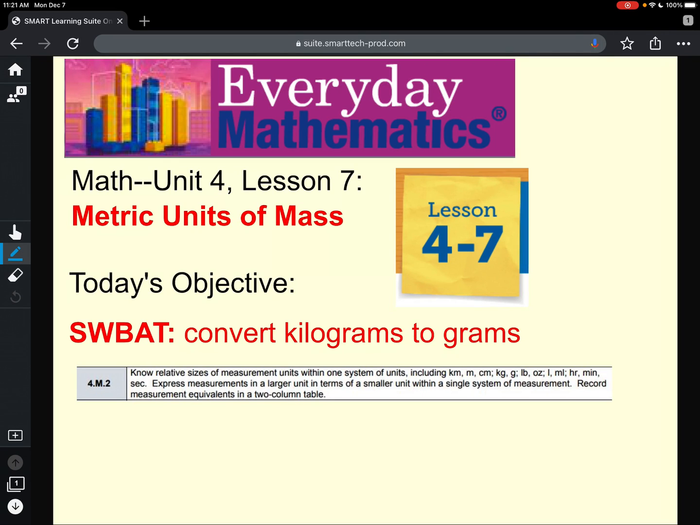Hey everyone, today we're working on Unit 4, Lesson 7, which involves metric units of mass. Our objective today is to be able to convert kilograms to grams. Before we get started, make sure you have your slate, marker, everyday math journal, and a pencil.